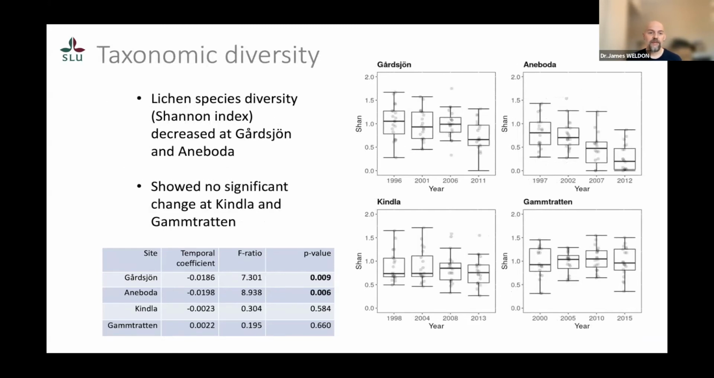Moving to taxonomic diversity then. The lichen species diversity decreased at Gårdsjön. Despite these decreases in deposition, we see a decline in species diversity. And again, no changes at Kindle and Gamtratten. Again, these changes seen at Ona border are hard to interpret because of the disturbances.